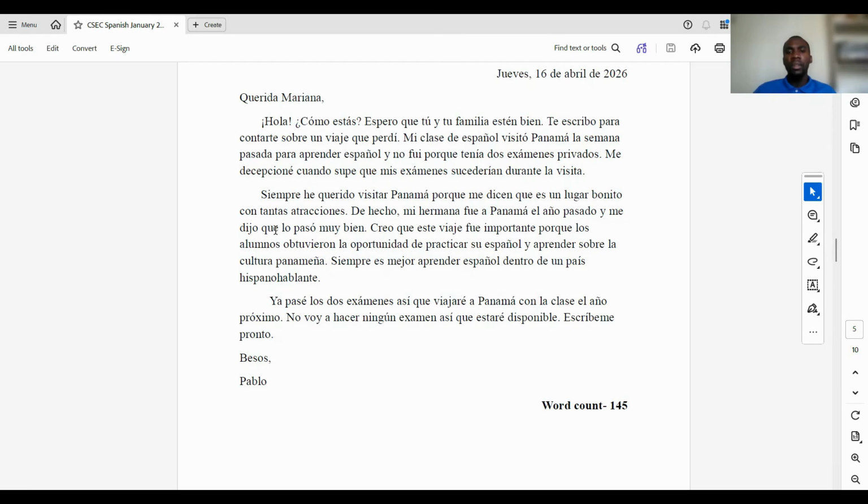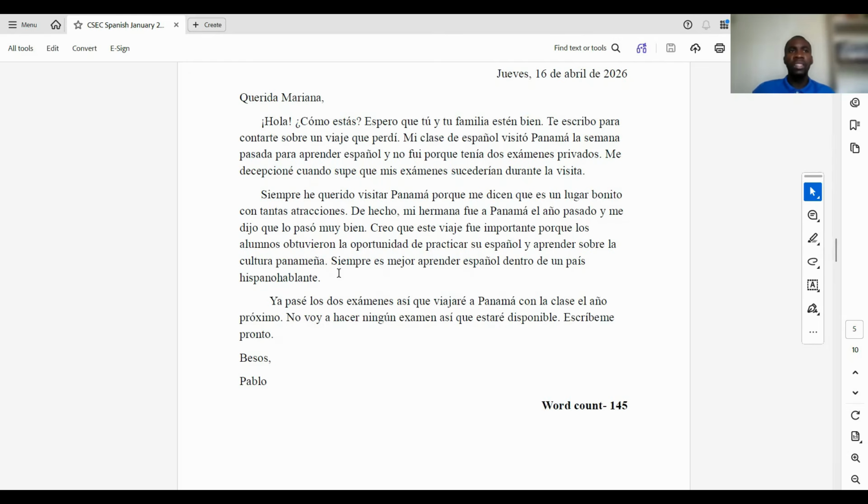Now we directly address the third cue from creo. So creo que este viaje fue importante porque los alumnos obtuvieron la oportunidad de practicar su español y aprender sobre la cultura panameña. So I believe that this trip was important because students obtained the opportunity to practice their Spanish and learn about Panamanian culture.